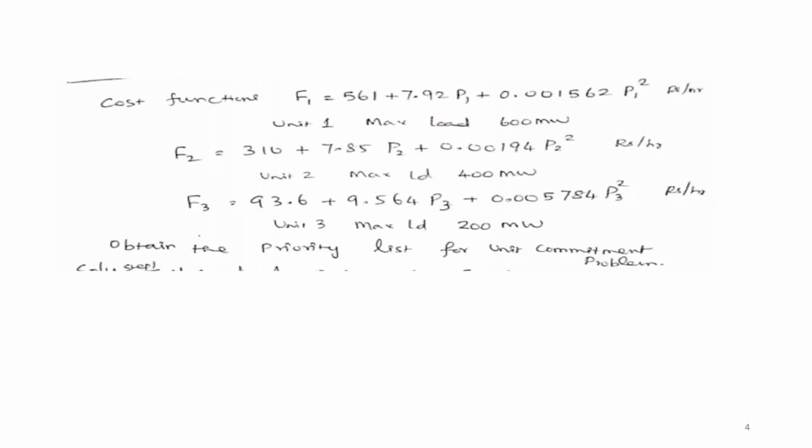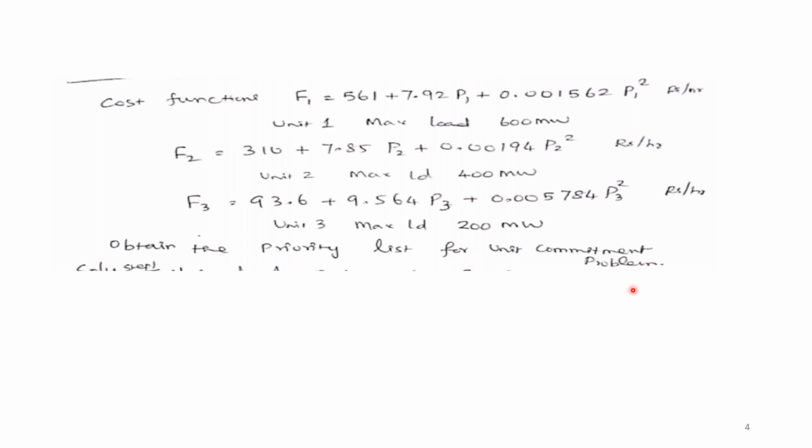For example, consider a question where three fuel cost equations are given, F1, F2, F3, along with the maximum load values. For unit 1, the maximum load is 600 megawatt, and the equation is 561 plus 7.92 P1 plus 0.001562 P1 square rupees per hour. Similarly, the F2 and F3 equations are given in the question, each with its maximum load. Obtain the priority list for the unit commitment problem.